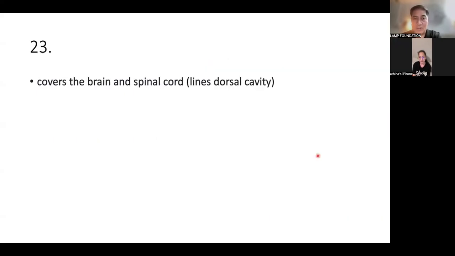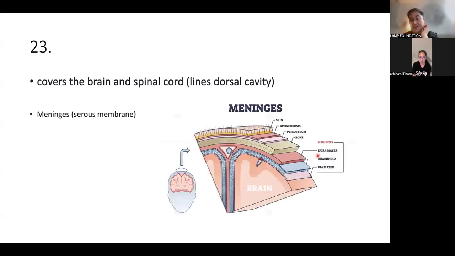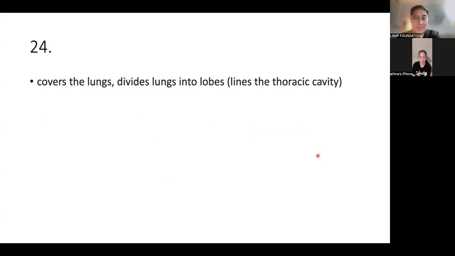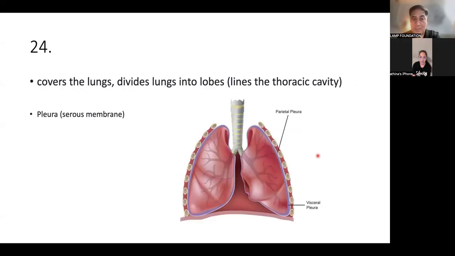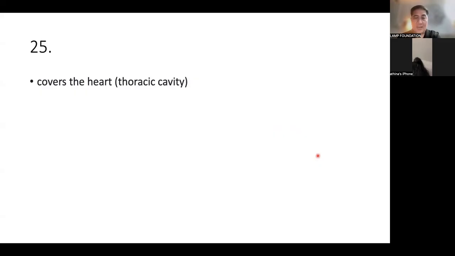Okay. What covers the brain and the spinal cord? The meninges cover the brain and the spinal cord. That is why we have meningitis. I'm sure you've heard about it, no? Inflammation or infection of the meninges. Okay. What covers the lungs and divides the lungs into lobes? It is the pleura. Okay. So if there is going to be a problem, there will be infection. We call this pleuritis. Okay.